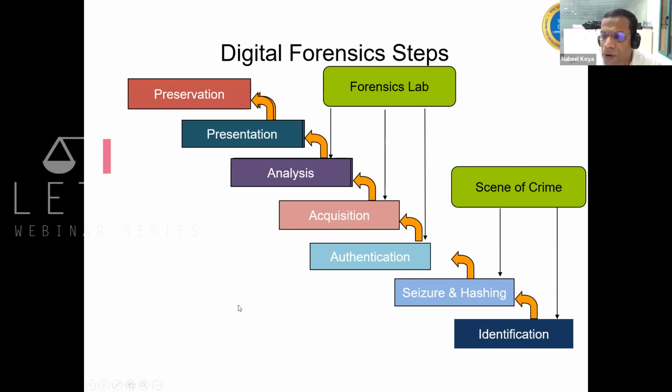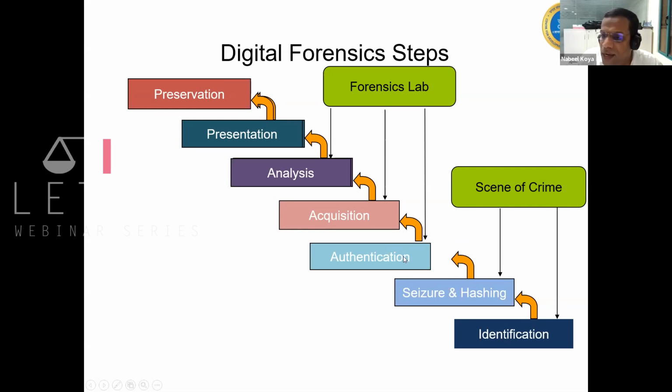So this is a broad understanding of the different steps in digital forensics. The first step is identification, then seizure and hashing, then authentication, acquisition, analysis, presentation, and preservation. The first two steps happen at the scene of crime. The investigating officer, who is responsible for the investigation, has to identify what digital evidence is available at the scene of crime, and then he has to confiscate the evidence.